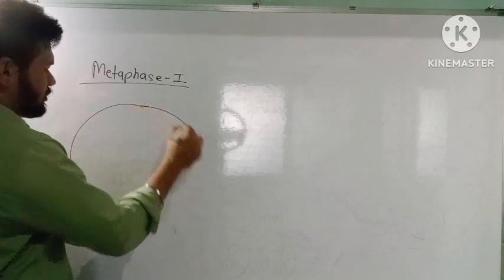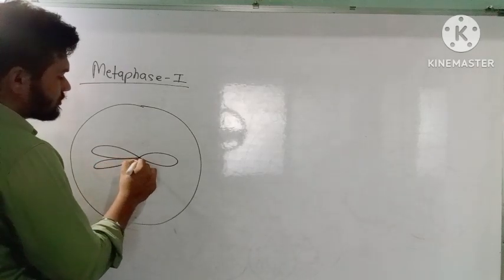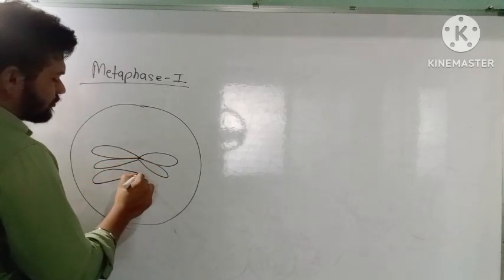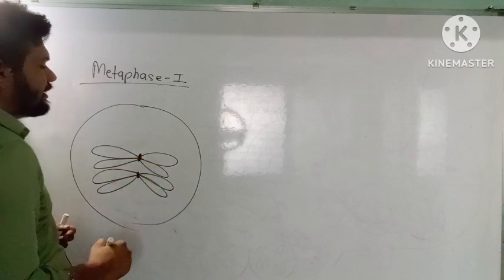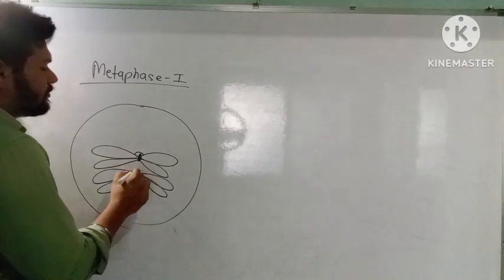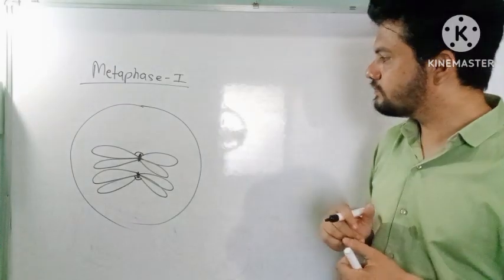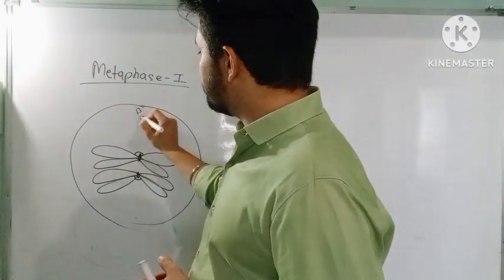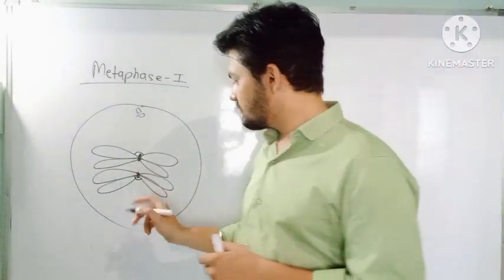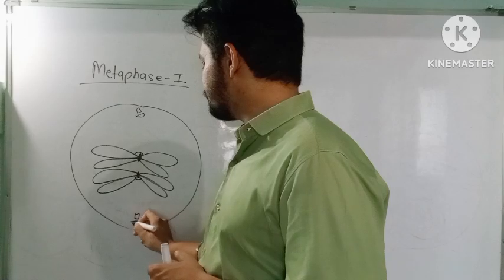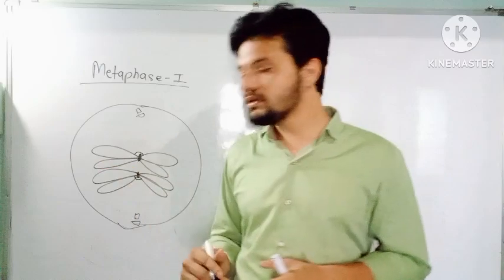So suppose this is a cell and both the homologous chromosomes will lie at the equator like this. These are their centromeres and this is the kinetochore, which is a disc-like structure present on the centromere of the chromosomes. Let's say these are the centrioles. So centrioles will move to the opposite poles of the cell. Just like in mitosis metaphase, all the things are going to happen. But one thing is different from mitosis.